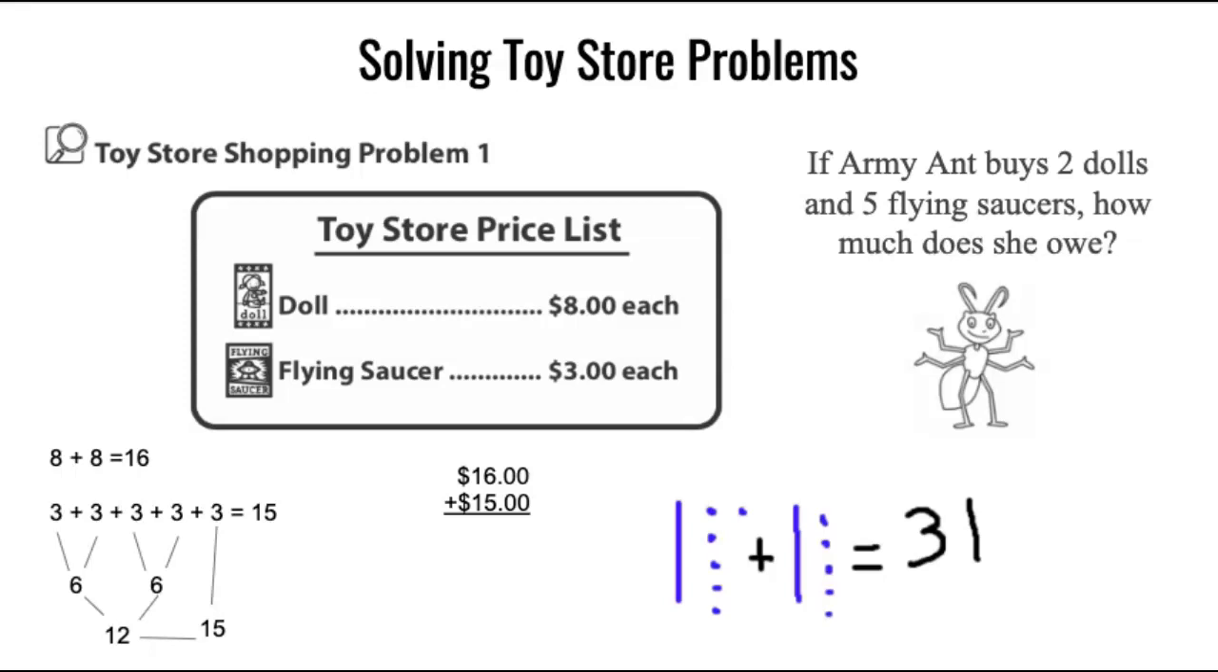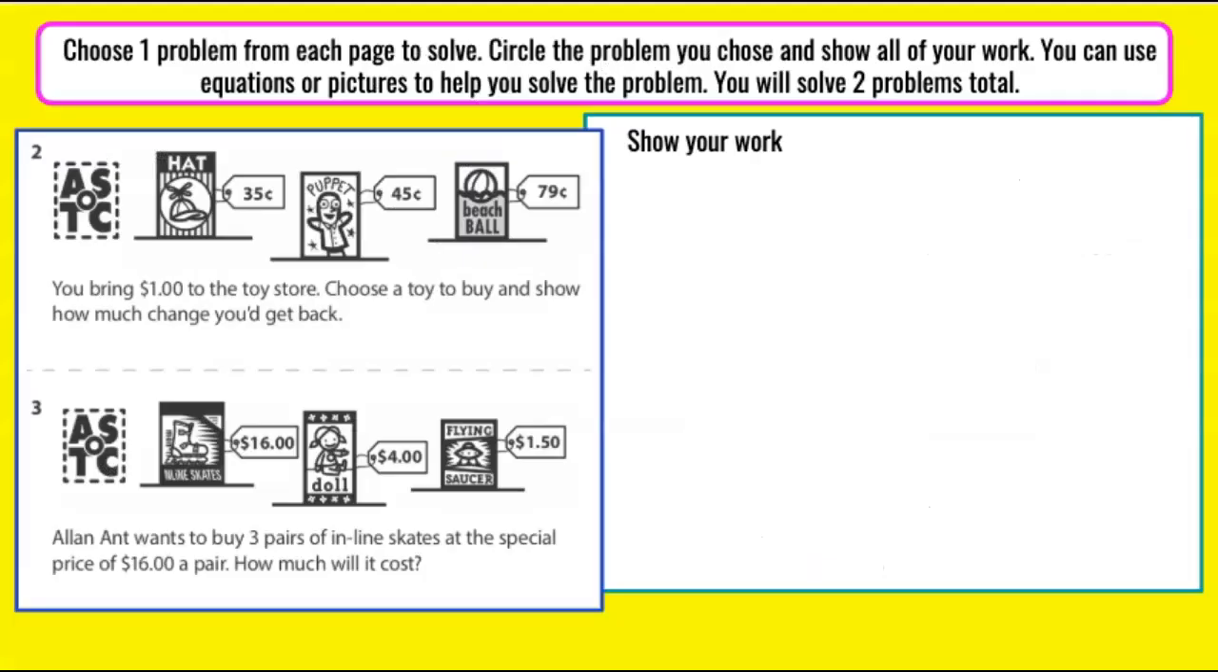Make sure that when you write your answer, you are writing your dollar sign, decimal point, and 2 zeros at the end. So now we've solved one problem together. You're going to choose 2 problems to solve on your own. This is what your template in Seesaw will look like today. It says, choose 1 problem from each page to solve. Circle the problem you choose and show all of your work. You can use equations or pictures to help you solve the problem. You will solve 2 problems total.